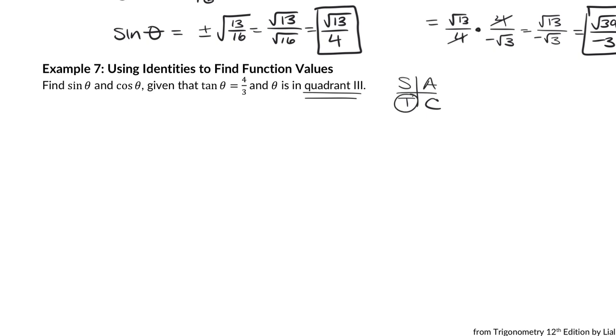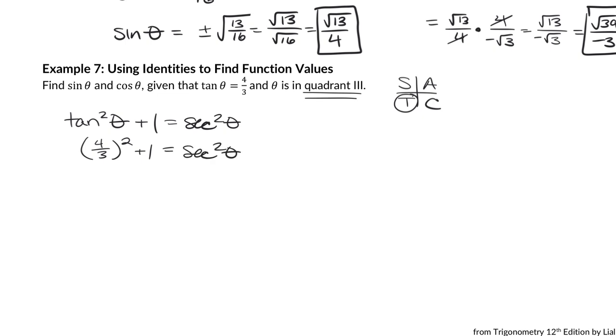So what we're going to do is write down the middle Pythagorean identity. Tangent squared of theta plus 1 is equal to the secant squared of theta. Fabulous. Let's plug in what we know. What do we know? Tangent. So this is 4/3 squared plus 1 should be equal to secant squared of theta. What is 4/3 squared?